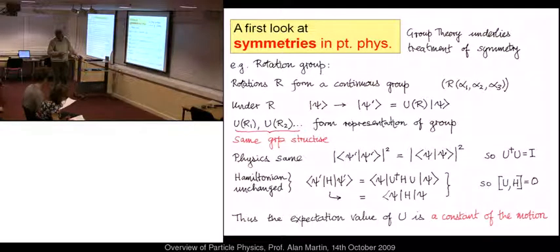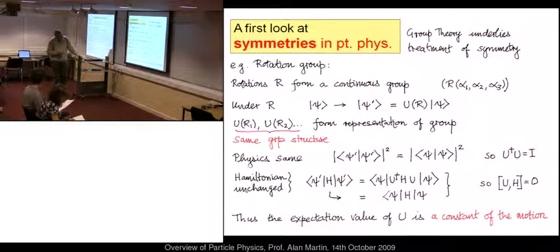So let's start with the simplest kind of group, a rotation group. So there's a whole set of rotations and they have the group properties. If you apply one and then apply another, you get a member of the group. You've got an identity, you've got an inverse rotation. And if we do it in 3 dimensions, they are a function of 3 parameters, 3 angles, the Euler angles. And they form a continuous group. These things can be varied continuously.